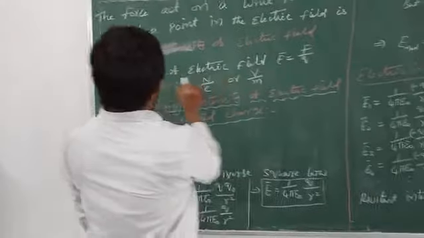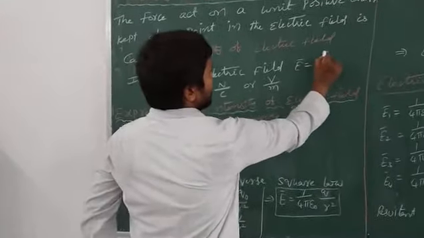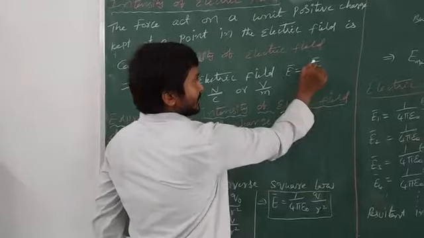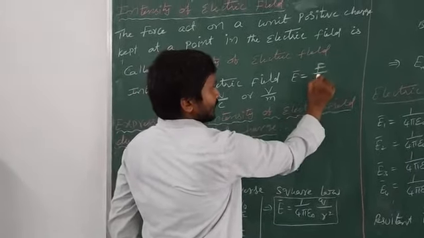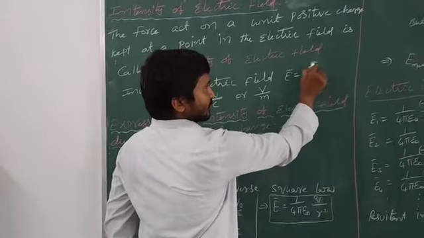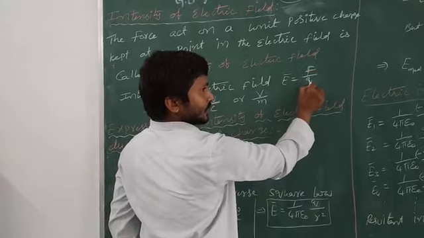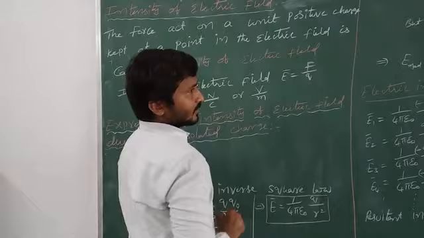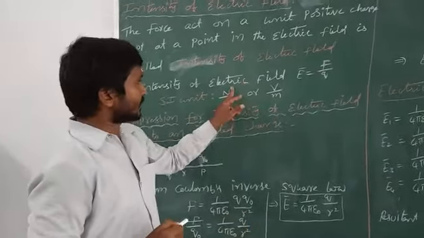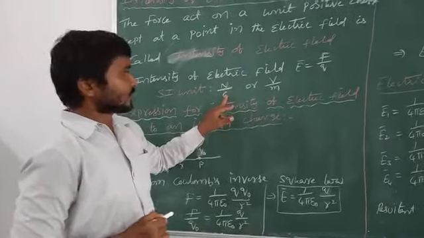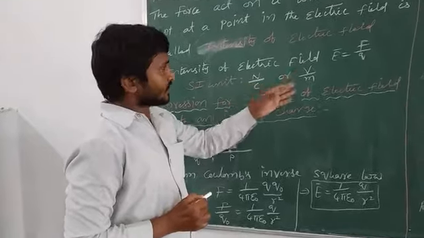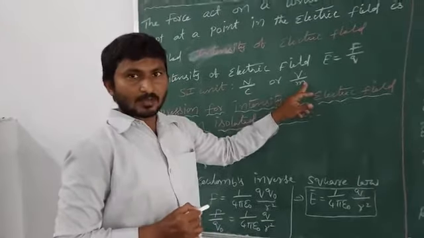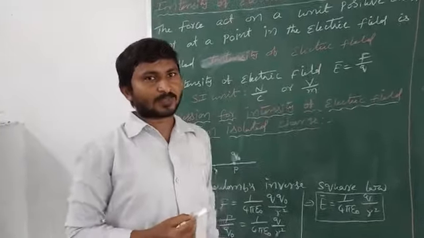Therefore, the intensity of electric field E bar equals F by Q, where F is the force acting on a charge Q. The force acting per unit charge, a unit positive charge, gives the intensity of electric field. Units: force is Newton, charge is Coulomb, so Newton per Coulomb. Or another unit is volt per meter, is the unit of intensity of electric field.